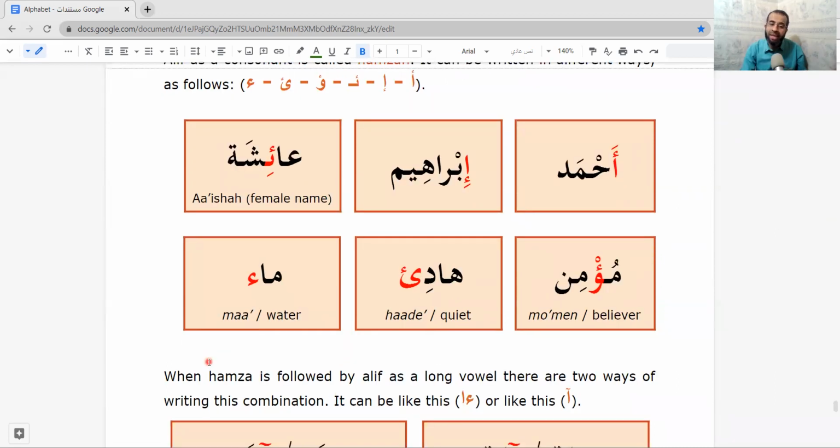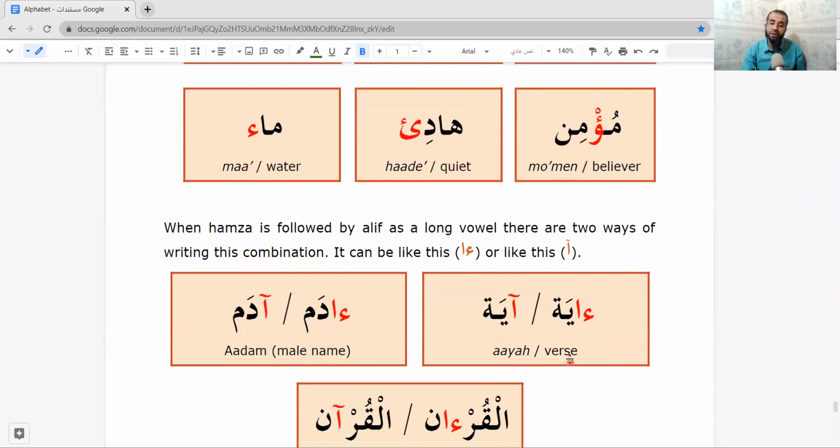By the way, when hamza is followed by alif as a long vowel, there are two ways of writing this combination. It can be like this, or like this, also. For example, look here. This is verse. Here, hamza followed by alif as a long vowel. So we say ayah, verse. So we can write it like this. So these are two letters. Ayah, or like this. Ayah, the same.